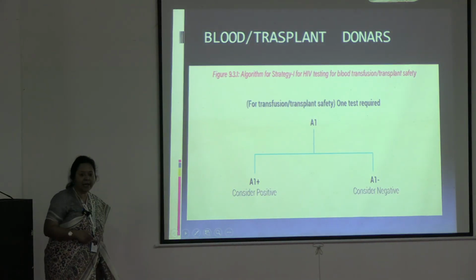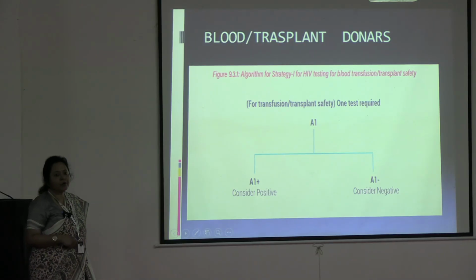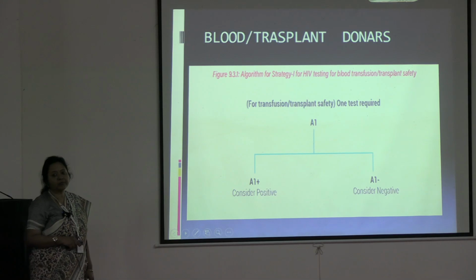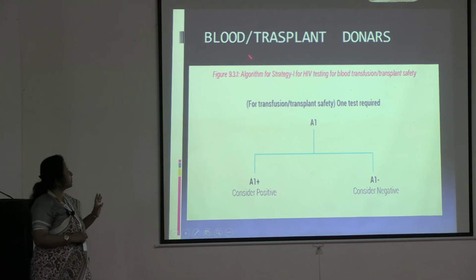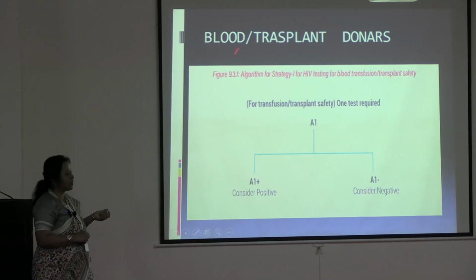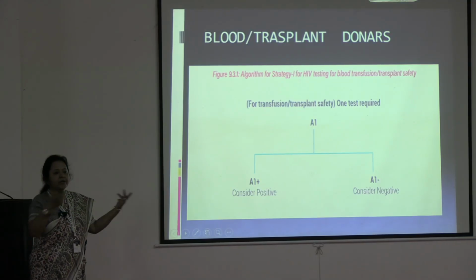Now I will go to the algorithms that are useful for knowing what to do with your patients. Suppose you have a patient with blood, this is donors, okay? Blood donor or transplant donors. So what to do? You will get this in blood banks or in a hospital. The scenario is like a donor comes, someone from your family, a patient is admitted in the hospital.